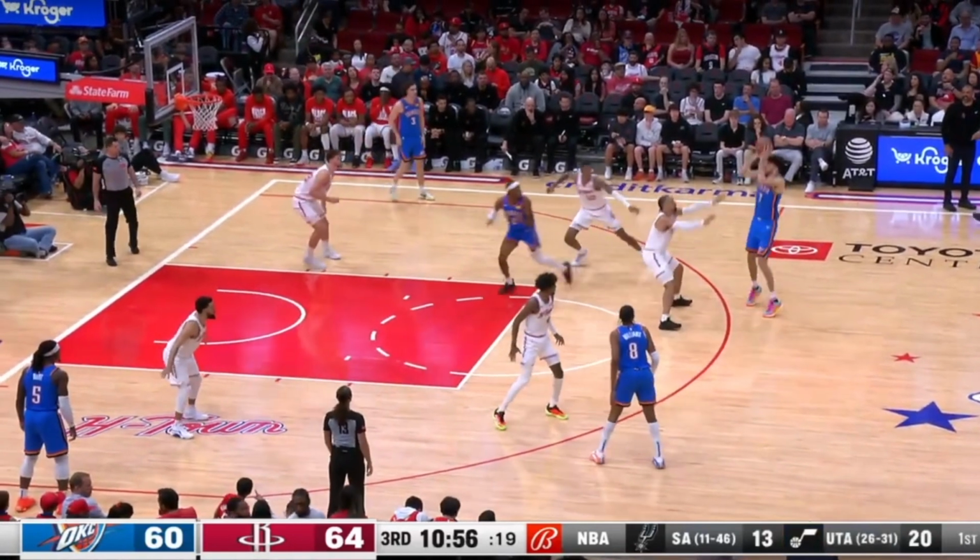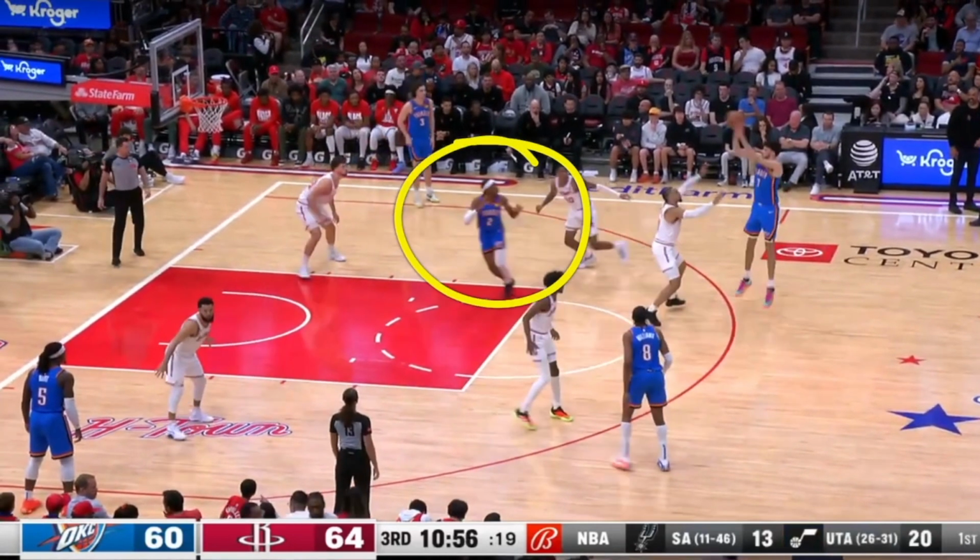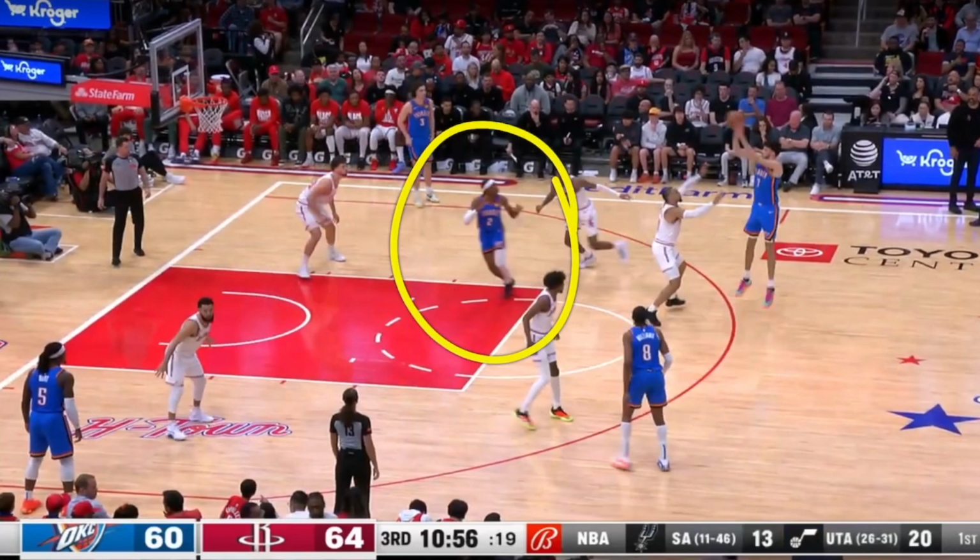When he attacks the rim, he has his hands up ready to catch the ball. He's looking at his teammate. These are all things that young players don't do. They tend to cut to the rim with their hands down, and they sometimes don't even look at the ball handler, so they are no longer open to receive that pass. However, Shai is able to have his head up, has his hands ready, and then Chet is able to pass him the ball.